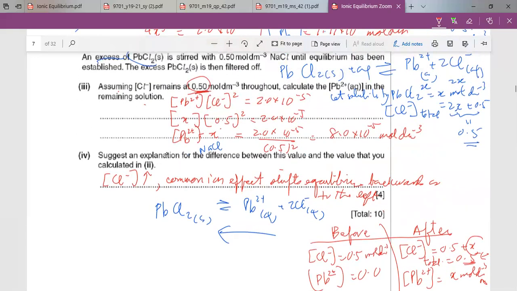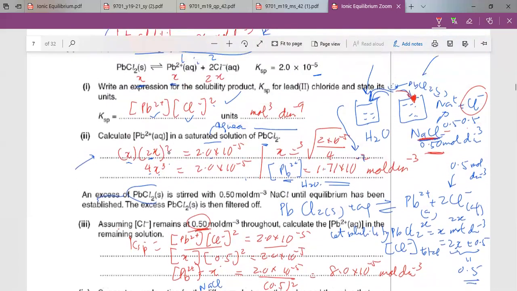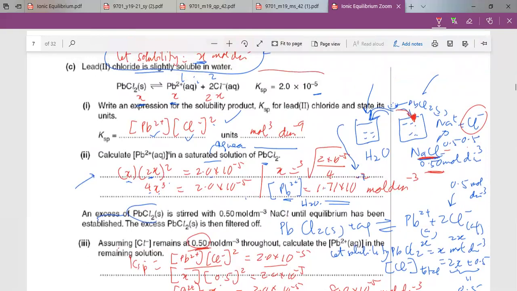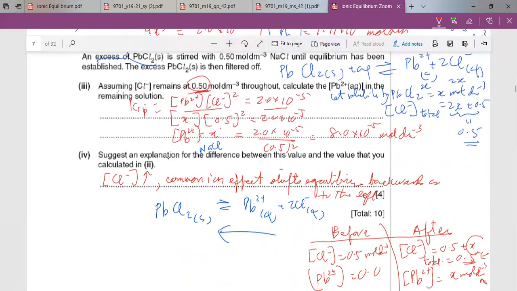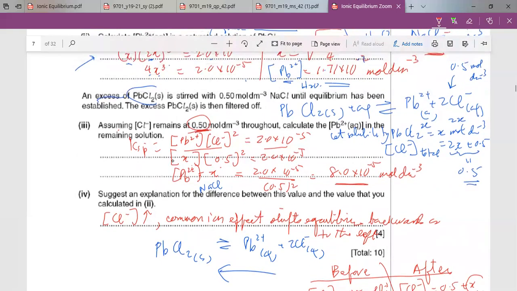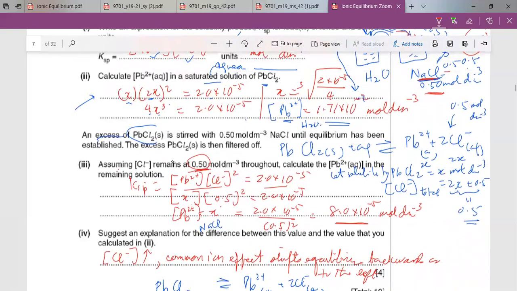Remember, Ksp is equal to this expression, and it is equal to this value here, 2.0 times 10 to the power minus 5. Ksp is always the same at a given temperature. So you put X inside here, this amount dissolved, and the 0.5 because the X from your PbCl2 is too small to consider. So again, it's all mathematics now. X equals this value, 8.0 times 10 to the power minus 5, compared to minus 2 here. That means the solubility has decreased because of the common ion effect.